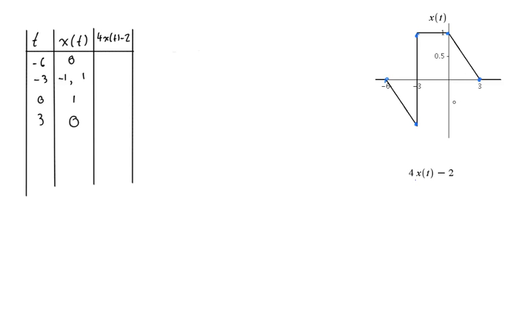Now, for the amplitude transformation, what we're going to be doing is multiplying the x(t) value by 4 and then subtracting 2. So let's get down to doing that math.